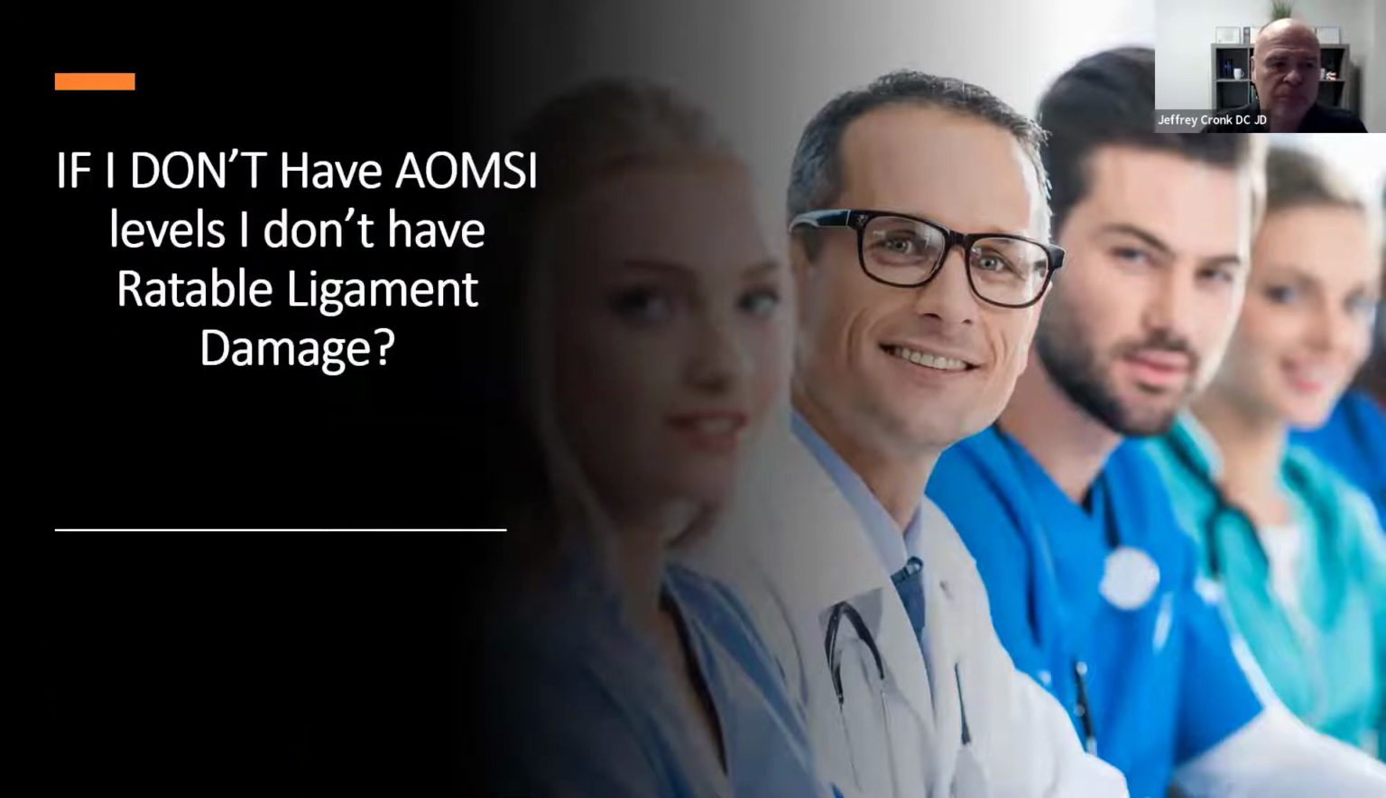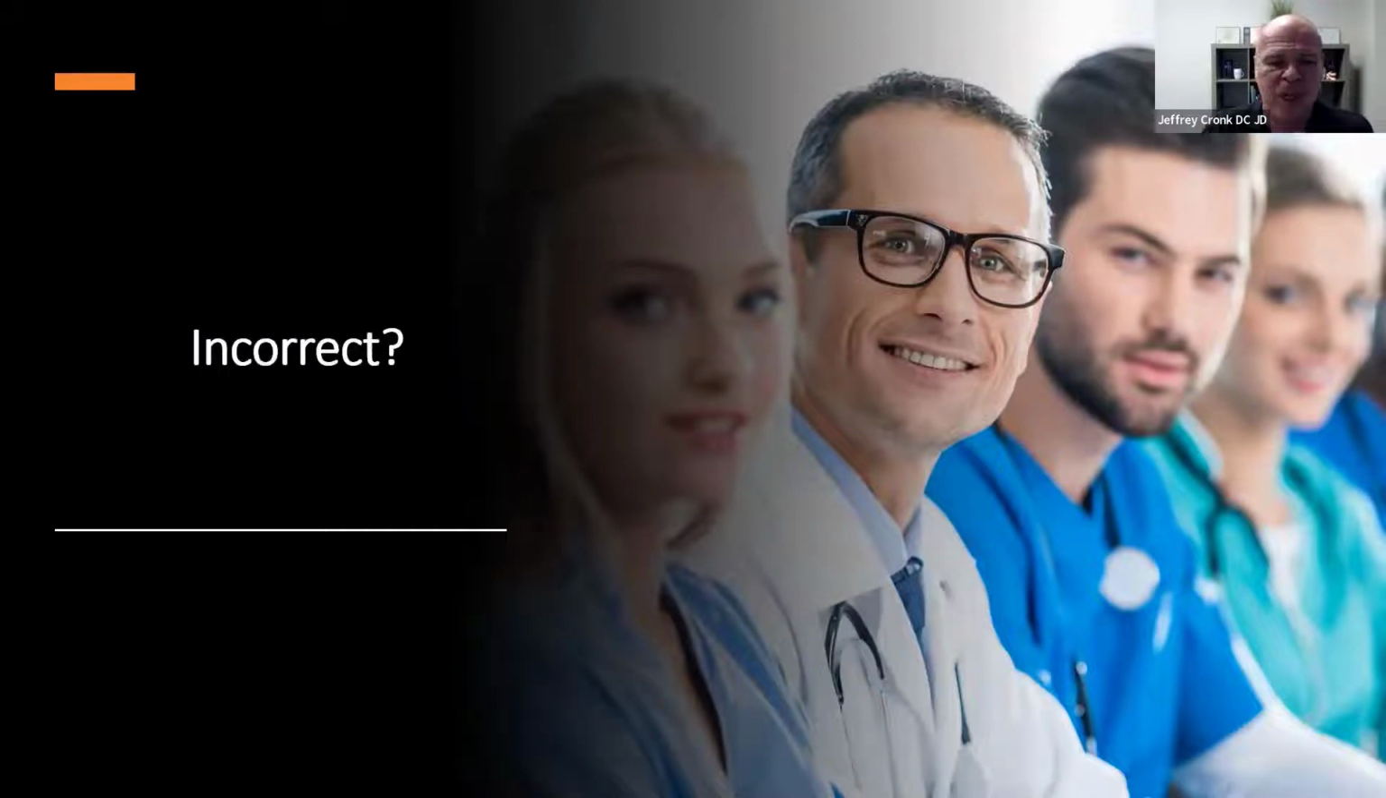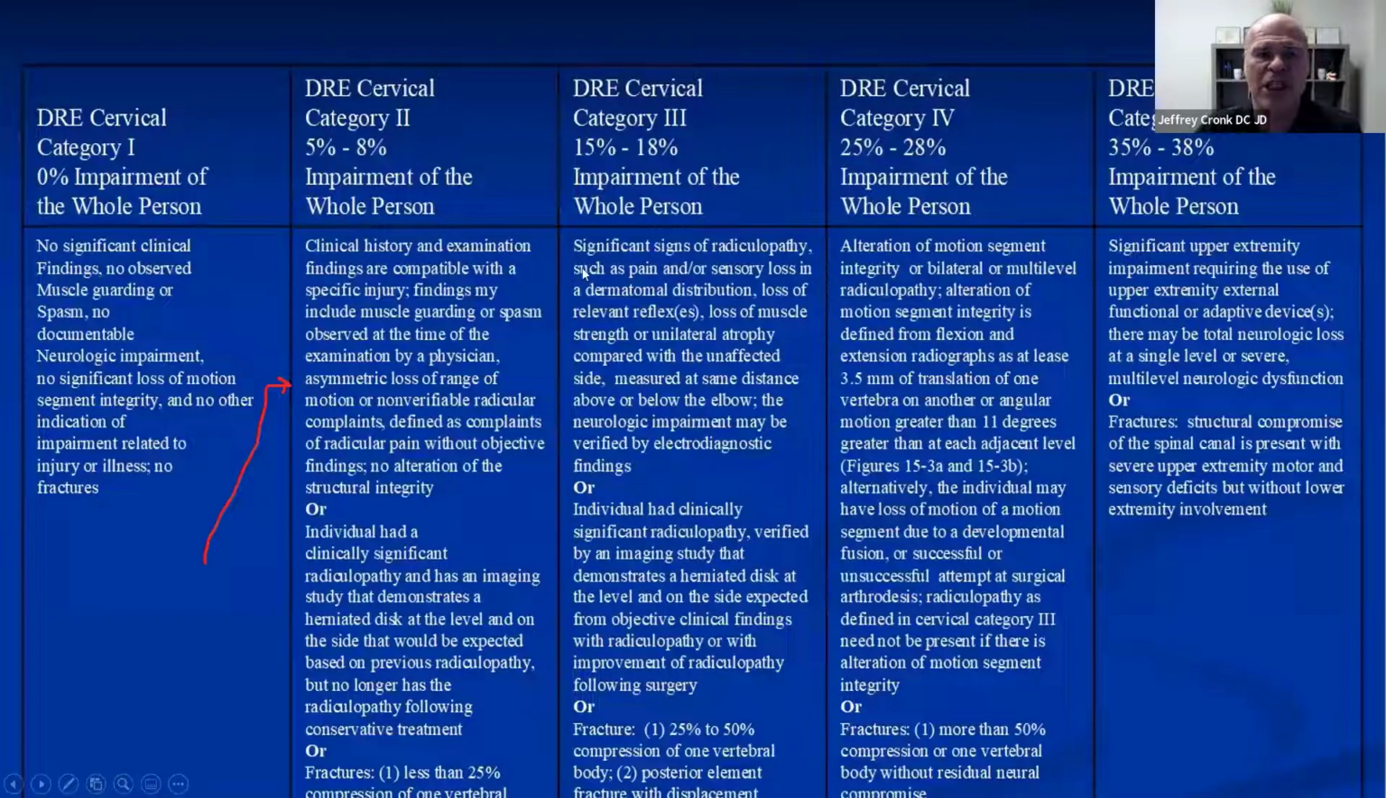So if I don't have alteration of motion segment integrity, does it mean that I have a ligament injury that's not ratable? No, it doesn't mean that at all. You still can have a ligament injury that's ratable. It doesn't have to be to the level of alteration of motion segment integrity to be ratable. And all you have to do is look in the impairment guidelines.